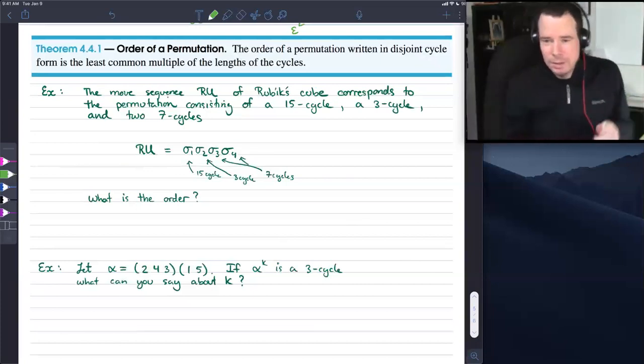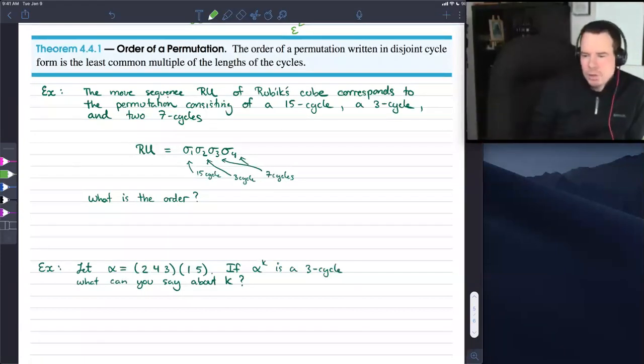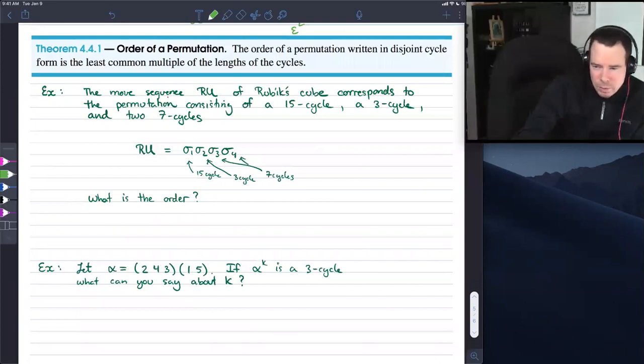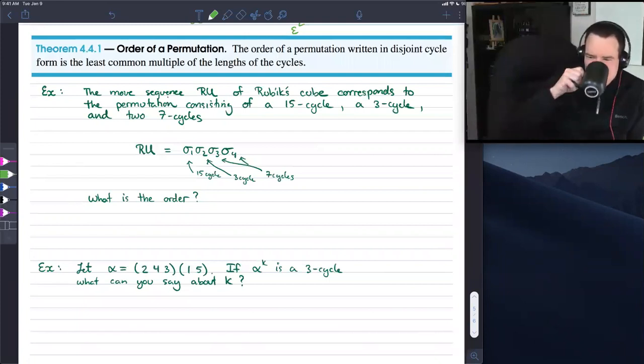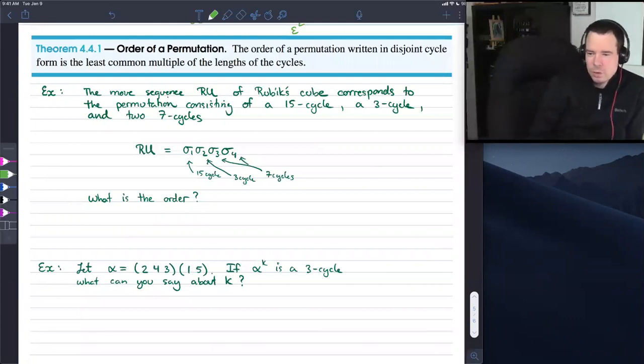We will get into the details of this in later lectures. I'm just sort of assuming that, if we do this, then what we get is a permutation. The permutation we get is this one. It's going to be a 15 cycle. So there's 15 stickers that all get permuted amongst themselves. There's a 3 cycle, and then there's 2 7 cycles. We can actually have the computer work this out for us, which we will.